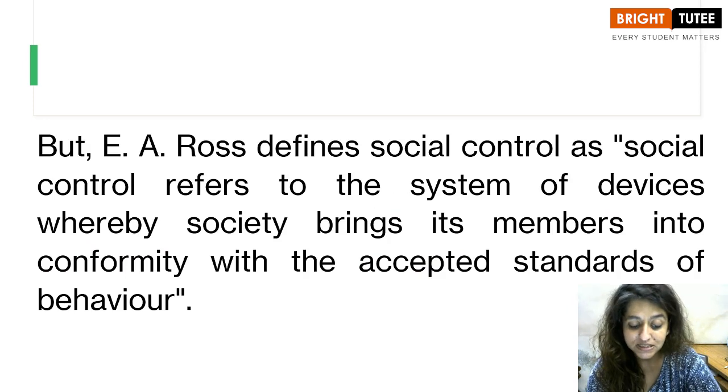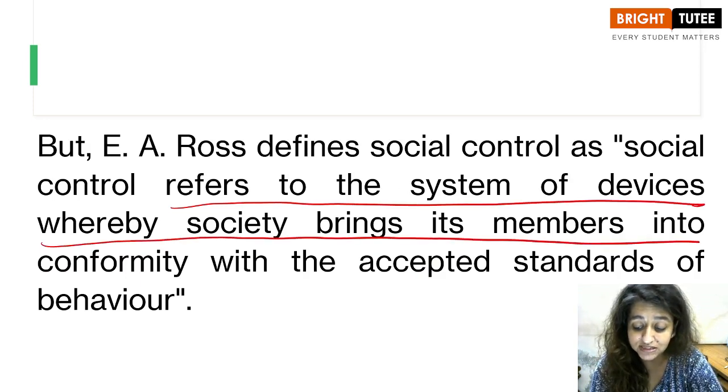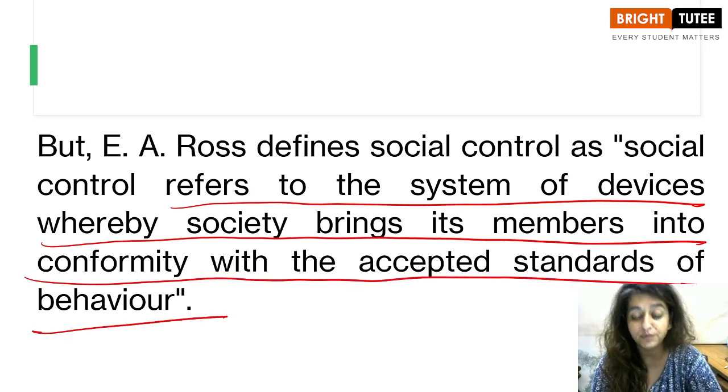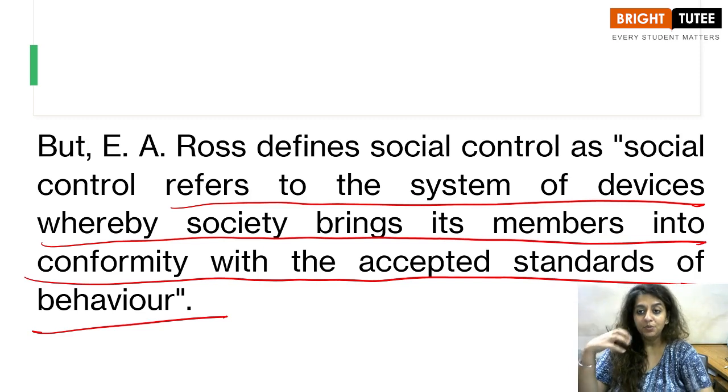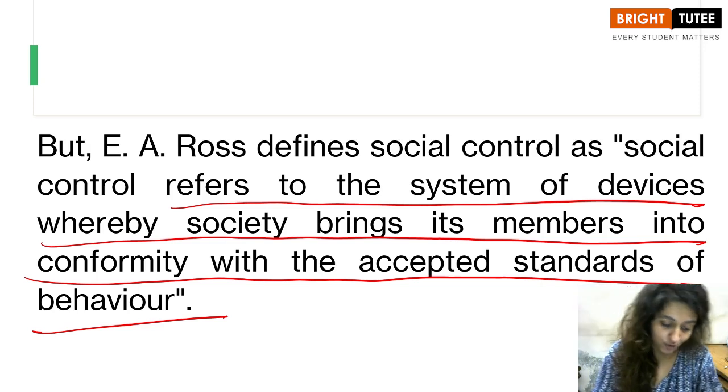However, E.A. Ross defined social control as the system of devices whereby society brings its members into conformity with the accepted standards of behavior. So when you bring your members to one particular consensus wherein all of them accept the standards of behavior in the society, that is social control as per E.A. Ross.